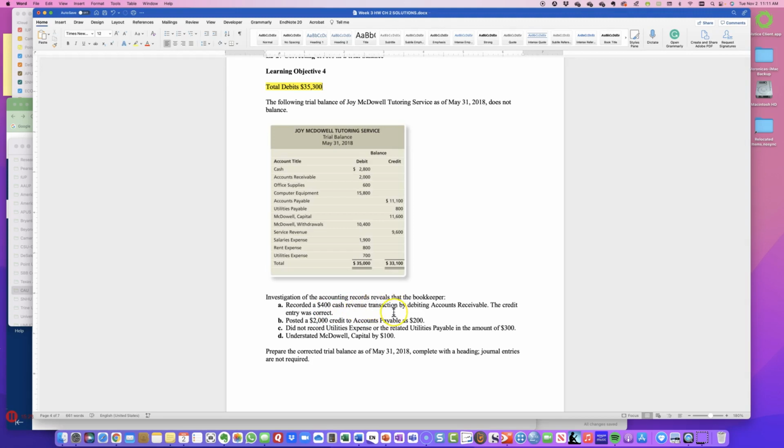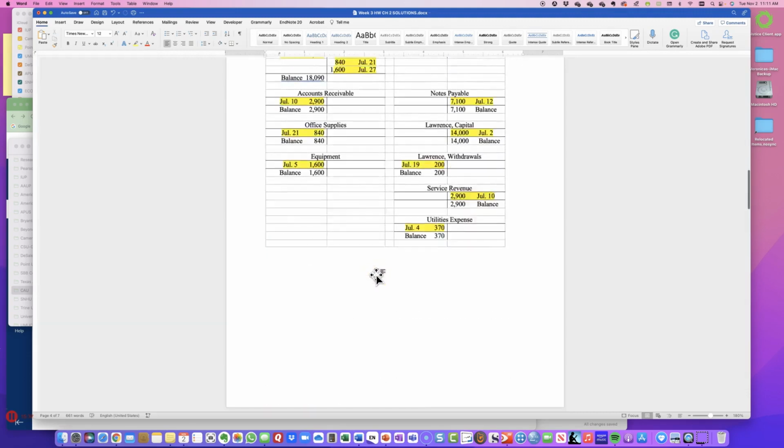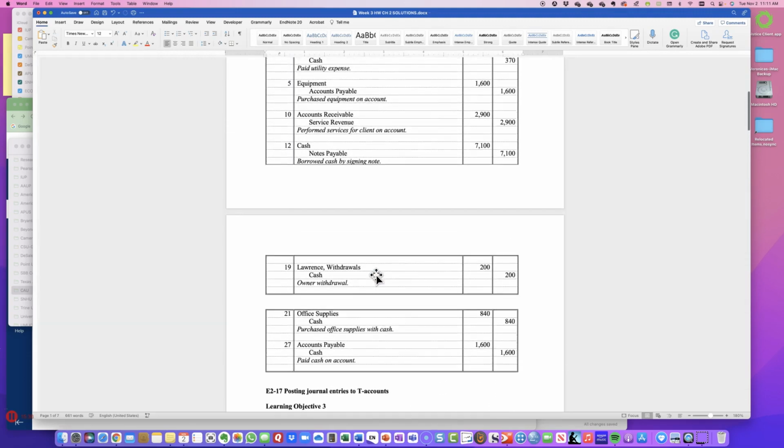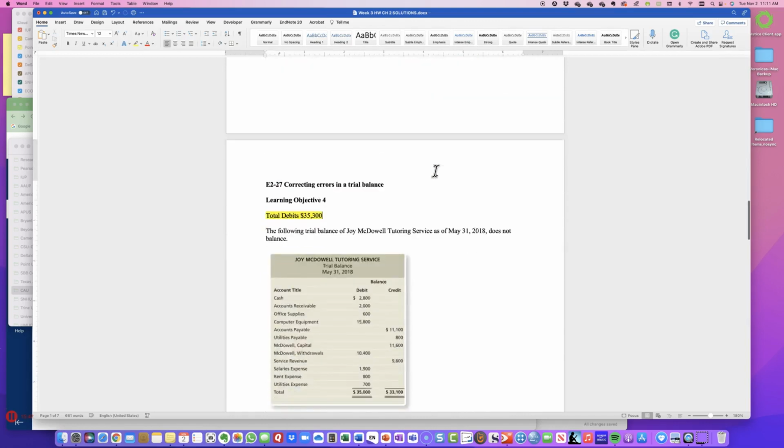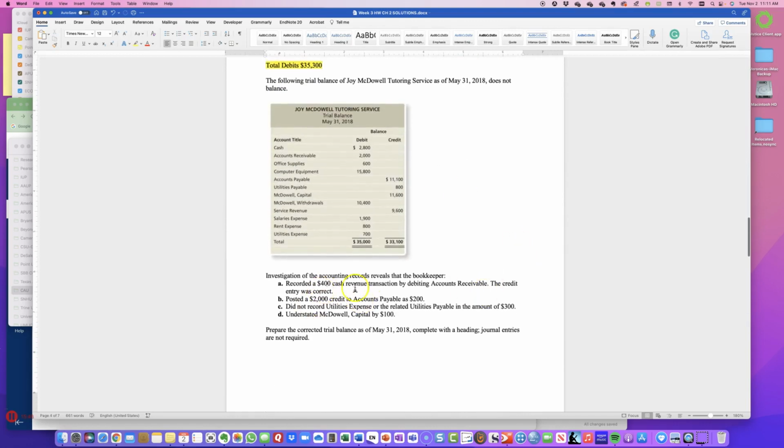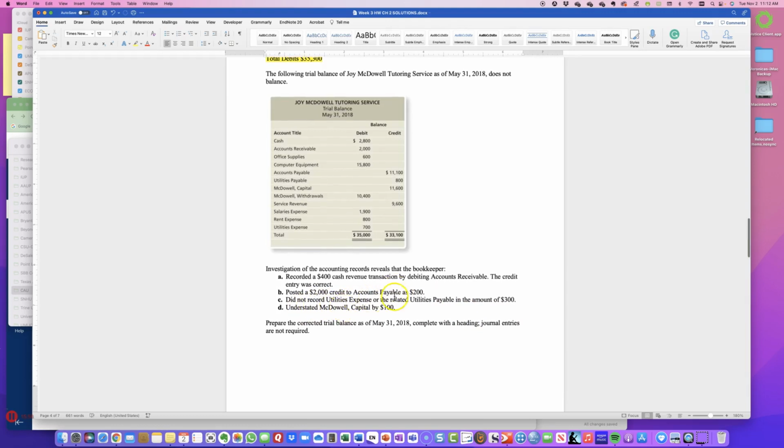So we start investigating. Investigation of the accounting records reveals that the bookkeeper recorded a $400 cash revenue transaction by debiting accounts receivable. The credit entry was correct. So if we're looking at a cash revenue transaction, we see up here we had one, where we had accounts receivable and service revenue. If it were cash, this would be cash and service revenue. So we know that the service revenue here is correct, but instead of putting it to accounts receivable, we should have put it to cash. That's what this transaction is telling us. Then we posted a $2,000 credit to accounts payable as $200.